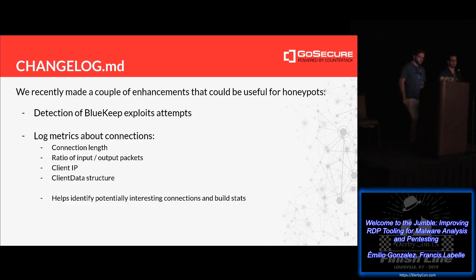Of course, lately we've seen mostly BlueKeep exploit attempts, or at least scans, on the internet. And we also log metrics about connections, such as connection duration and the ratio of input to output packets. For automatic connections or simply service scans, the input packets are pretty rare. So if you have a lot of input packets, it can mean a manual connection with someone actually interacting with the RDP honeypot.